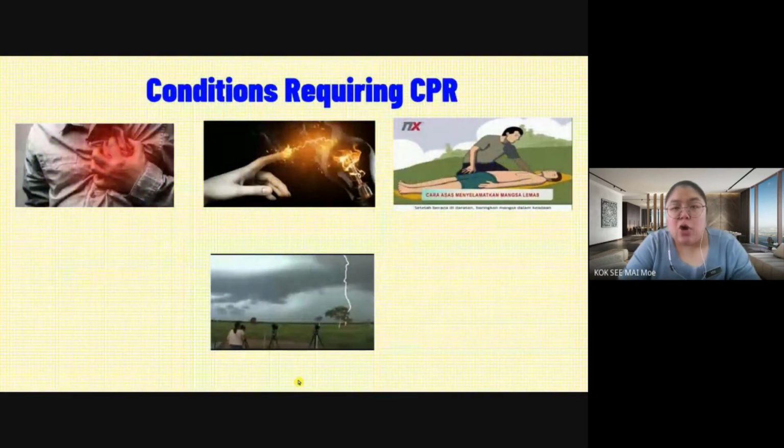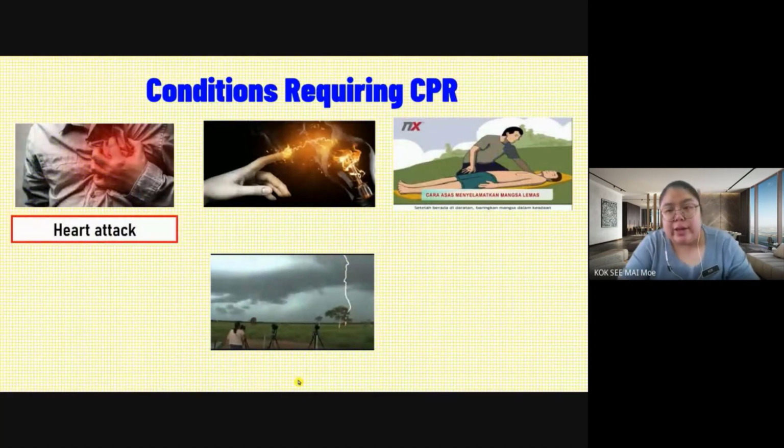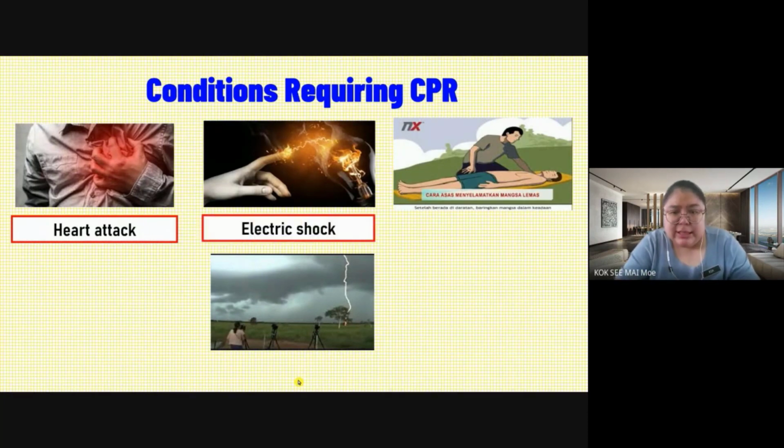Okay, now you see the conditions that require CPR. The first condition is a heart attack, when somebody suddenly falls down because of it. Another one may be an electric shock. Suddenly they touch something electric, get an electric shock, and fall down. They faint. After that, you need to do CPR.